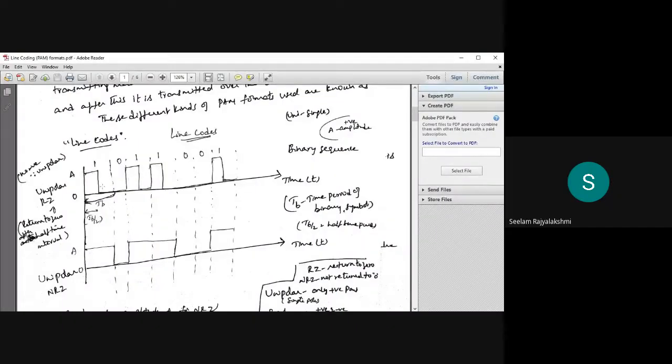In the case of RZ, at the particular half time period, it automatically returns to 0. But in the case of NRZ, the pulse does not return to 0 at half time period. So this is the main difference. If you compare the width of RZ and NRZ, the width is more in NRZ when compared with RZ. That means NRZ pulse width is more. Therefore, the energy of the pulse is more.